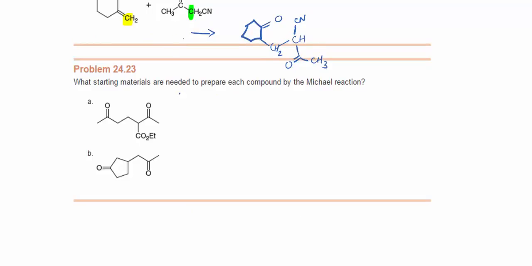Number 23, what starting materials are needed to prepare each compound by the Michael reaction? Remember, we're looking for an alpha-beta unsaturated compound. From this carbonyl, we have an alpha and a beta. So we can make that a saturated or an unsaturated compound like that. And then, let's erase that. The remainder of my compound.